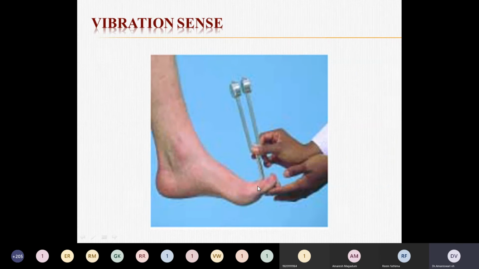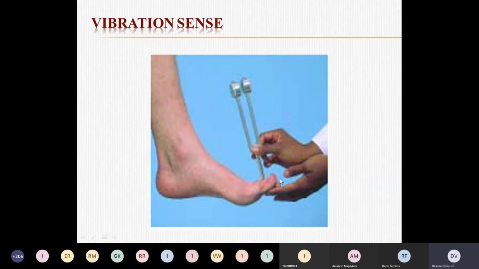Any bony prominence, upper limb and lower limb, you have to take. Once the subject says it has stopped, you compare with your own bony prominence and check whether it has ceased or is still vibrating. If it is still vibrating for you, that means the person's vibration sense is decreased.